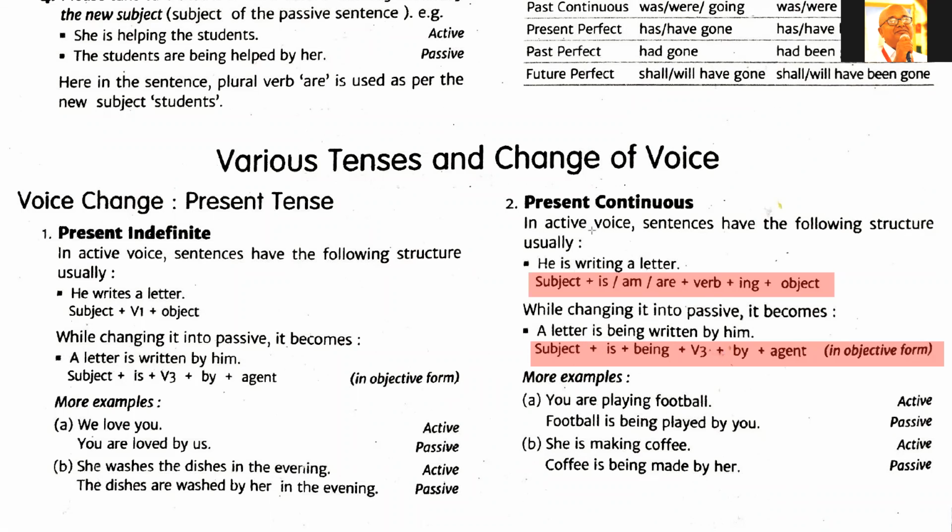तुमने पढ़ा है, good. Now, you are playing football. Football is being played by you. She's making coffee. Coffee is being made by her. So these are the expressions. Ram Swarup, lower your hand.